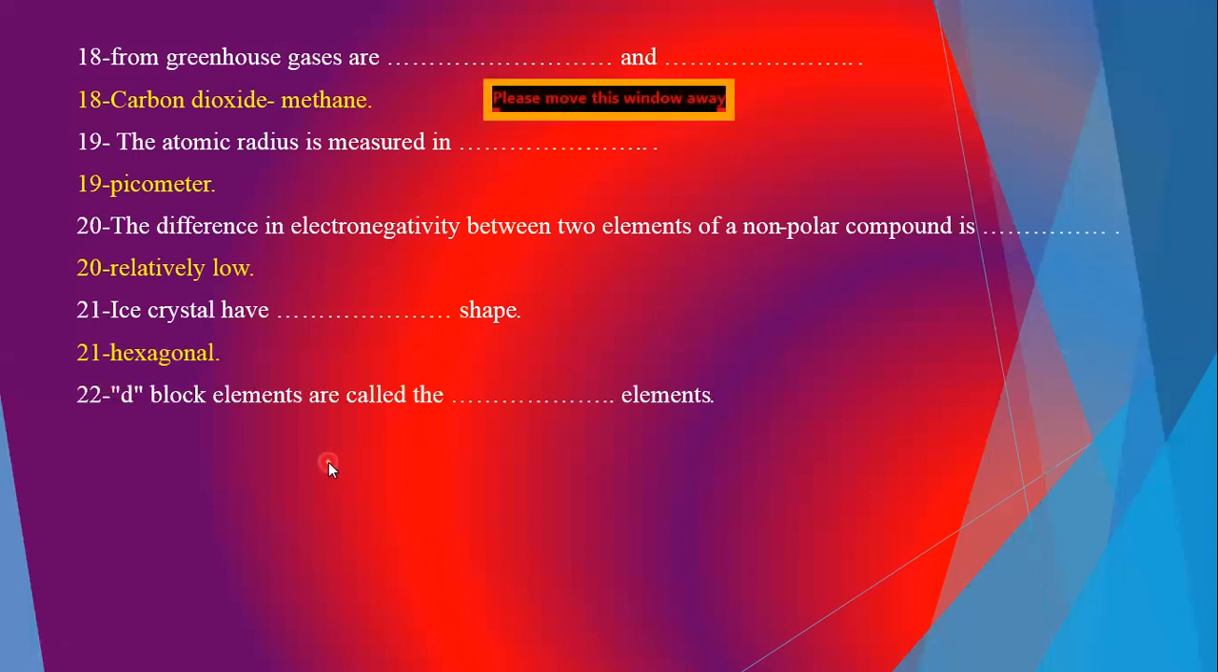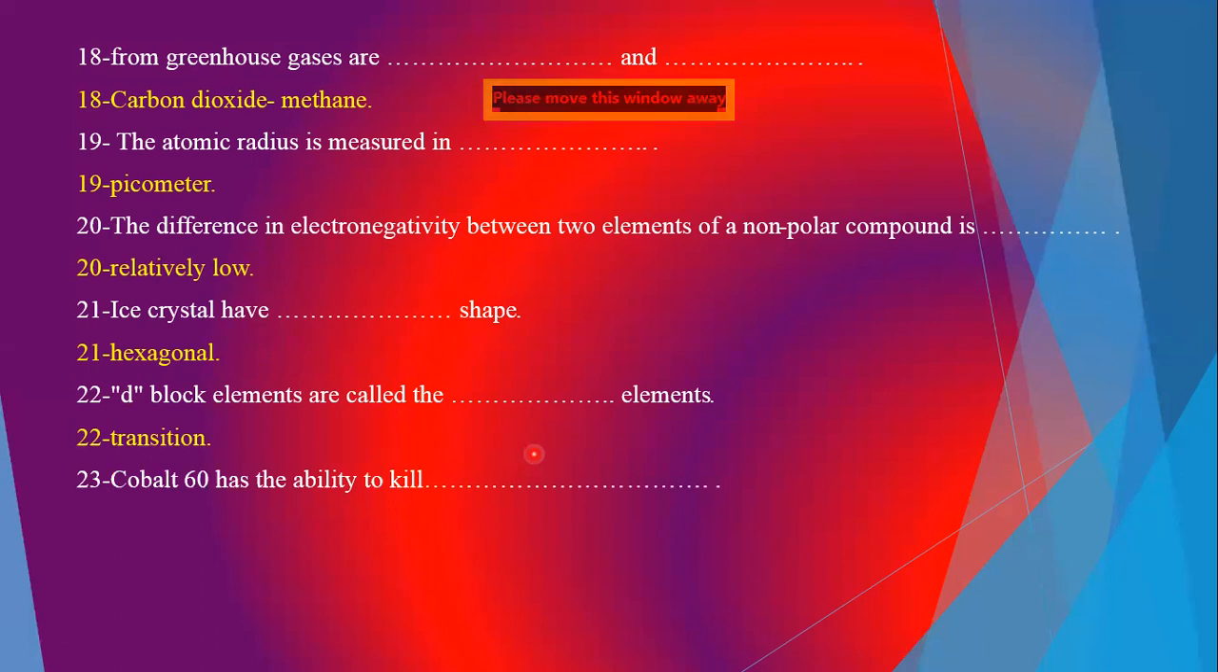D block elements are called the transition elements. الدي block اللي هي موجودة in the middle of the periodic table ليها اسم تاني اسمها transition elements. خلي بالنا من الجزء ده كويس transition elements. Cobalt 60 has the ability to kill. هو ممكن نقول kill وممكن تقول stop the reproduction of في الحالتين microbial cell والstop reproduction ده بيؤدي ان هو يبقى to be killed after a while.